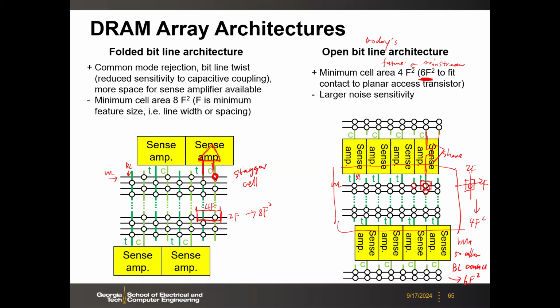And then the open bitline architecture, because those two wires come from two different arrays, they are far away from each other, so they do not share the common noise pattern. So this will have larger noise. That's the downside of the open bitline architecture. But it allows better scaling, better area efficiency. So that's why the industry still chooses the open bitline architecture today. Okay. Any questions here?